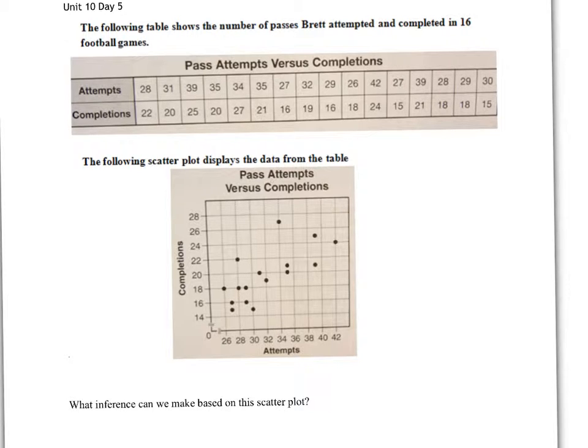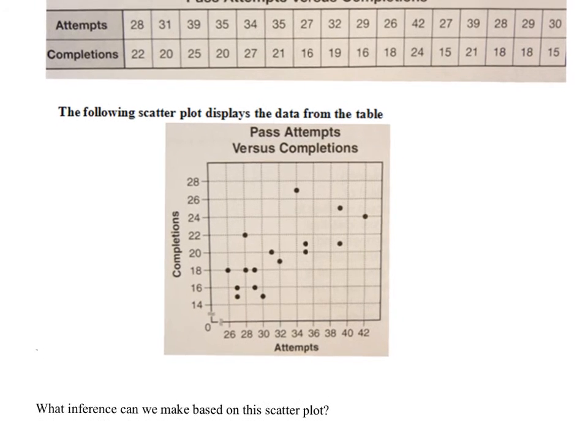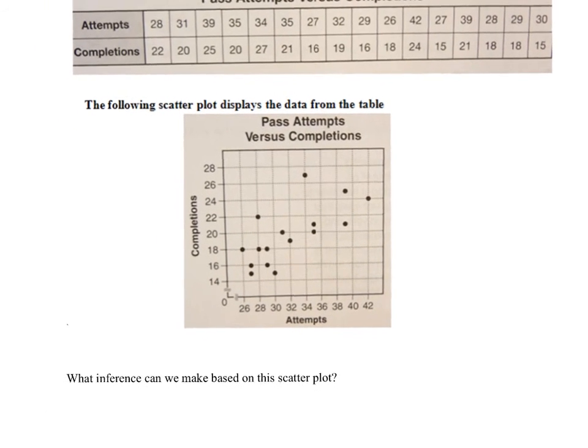So as you can see, for this practice problem, it says that the following table shows the number of passes Brett attempted and completed in 16 football games. And the great thing about this is that in this one, they've already plotted all of the data for us. So what we need to do is just interpret, what are we seeing here?